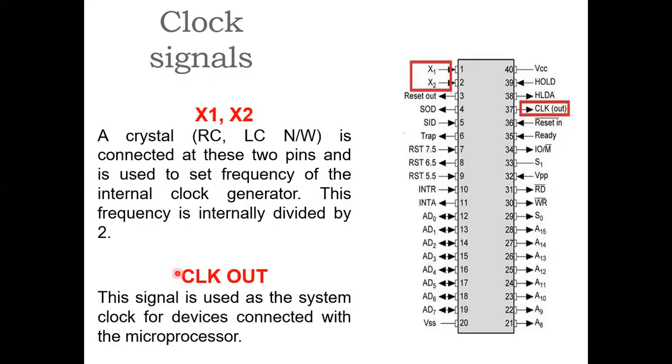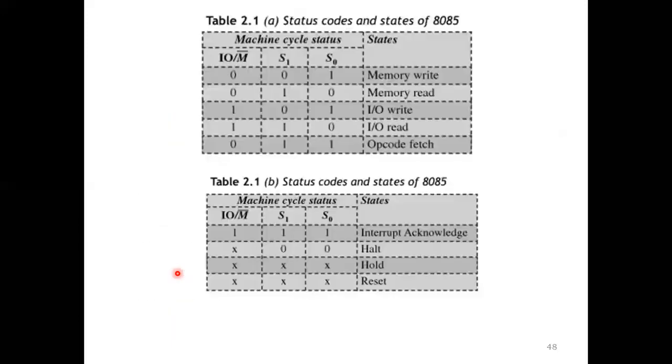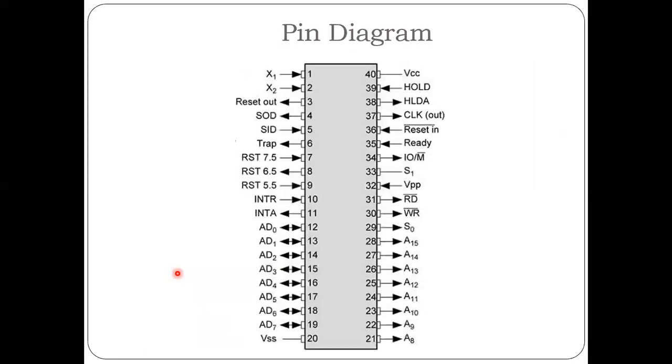These are the pin diagram of 8085. Let's see another revision of the pin diagram of 8085. It is a 40 pin package. It has the higher order address from pins 21 to 28, and the lower order address and data bus from pins 12 to 19. If you want to demultiplex the AD lines, we need to enable the address latch enable pin.